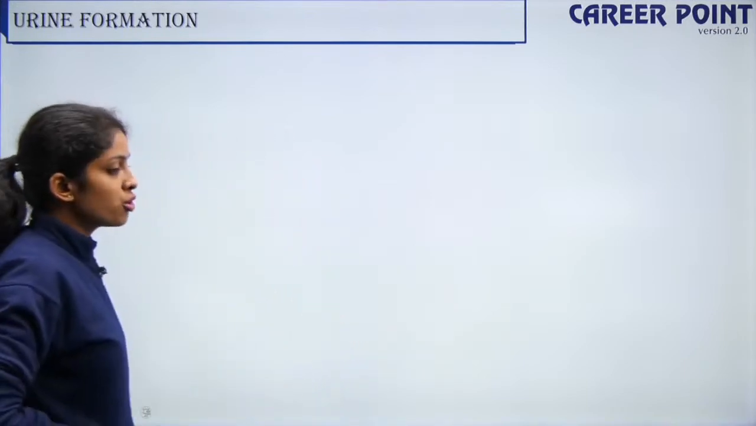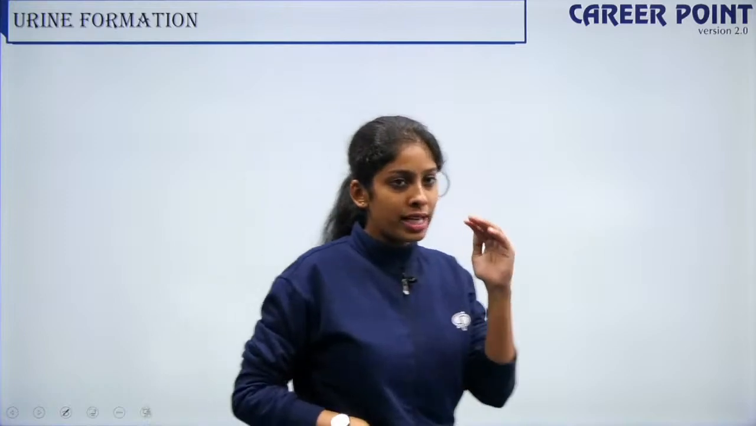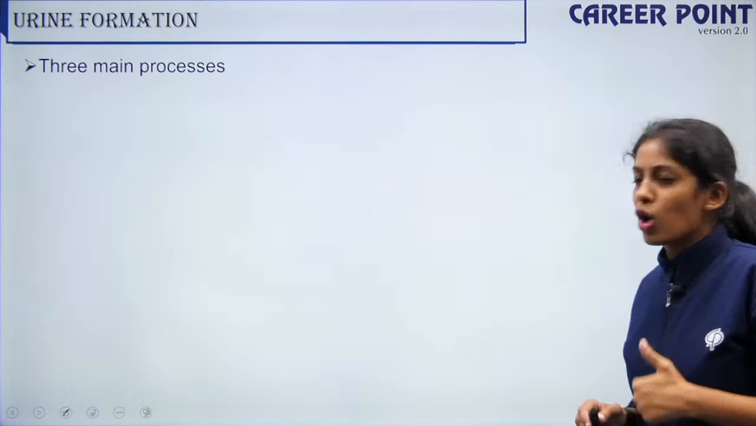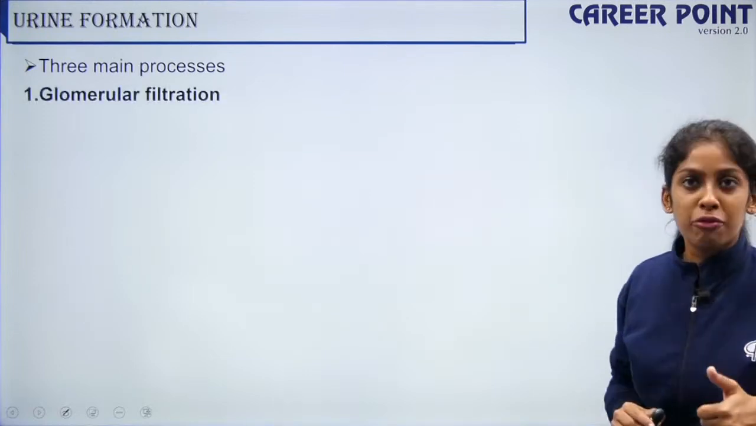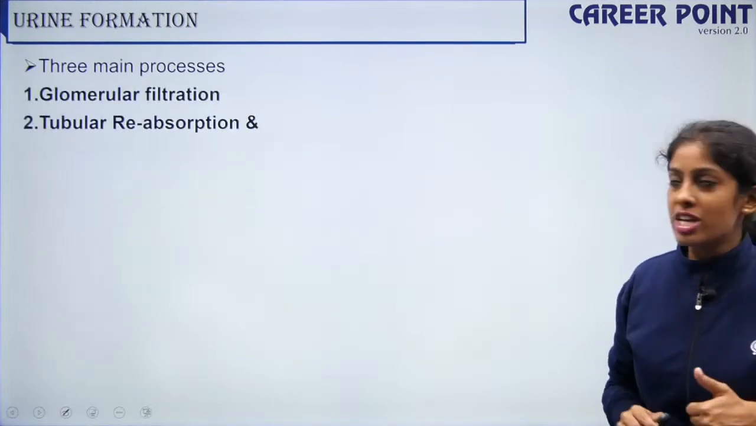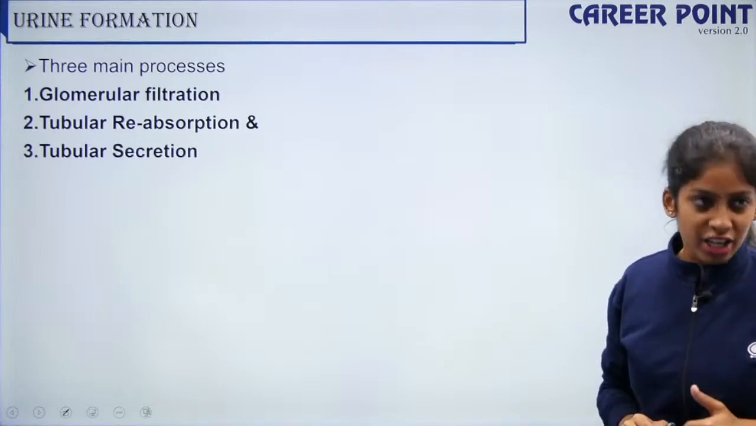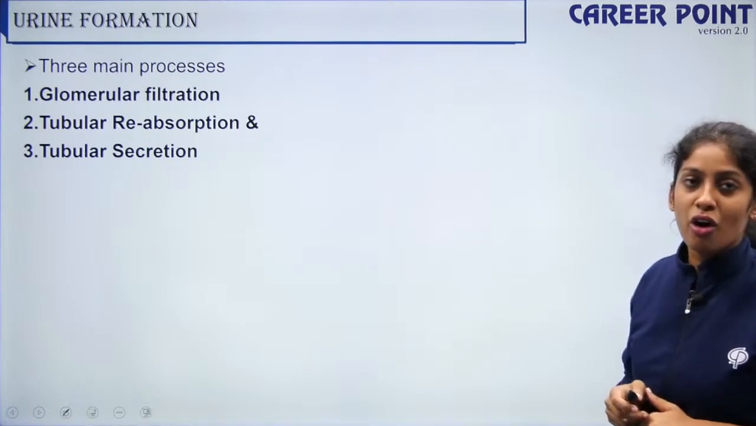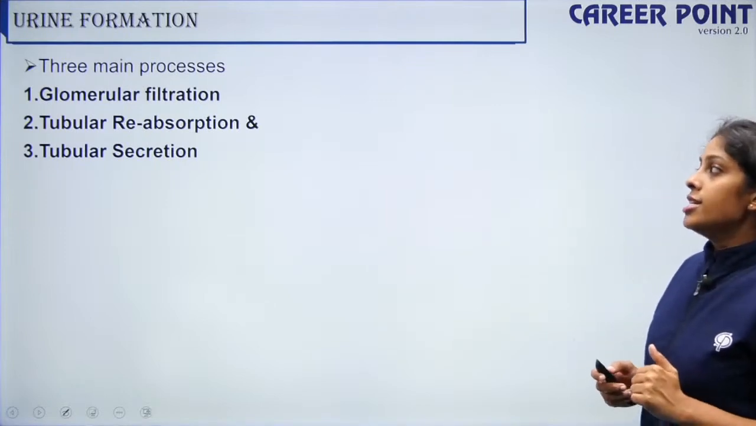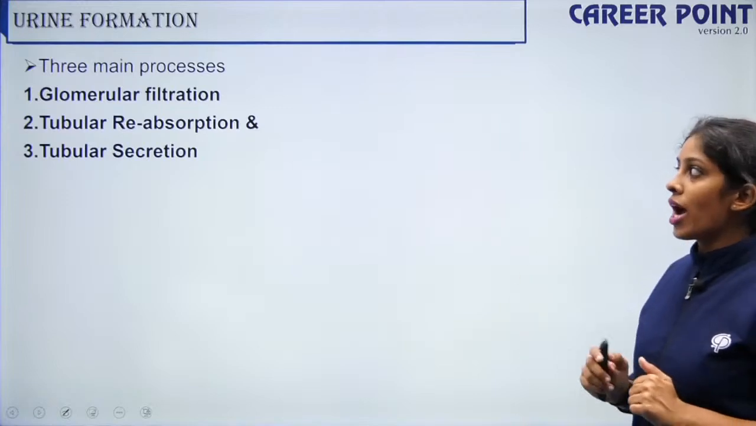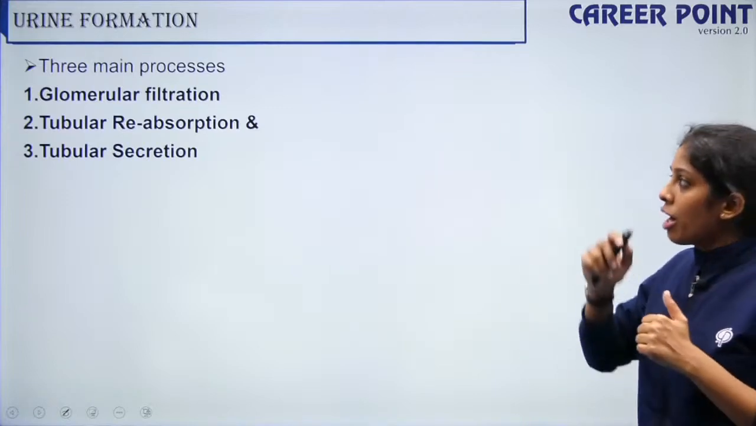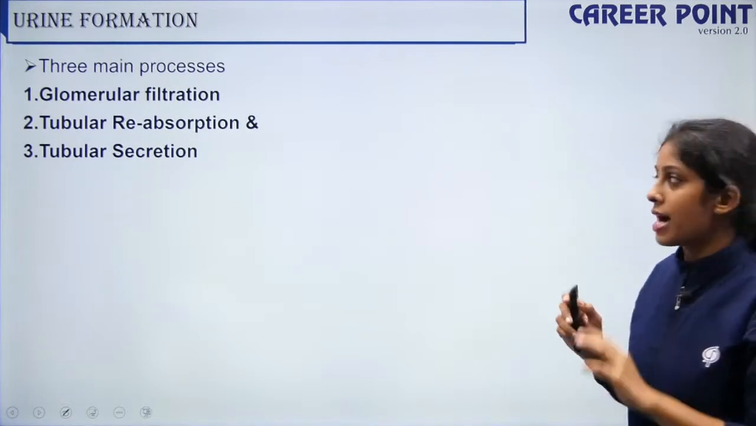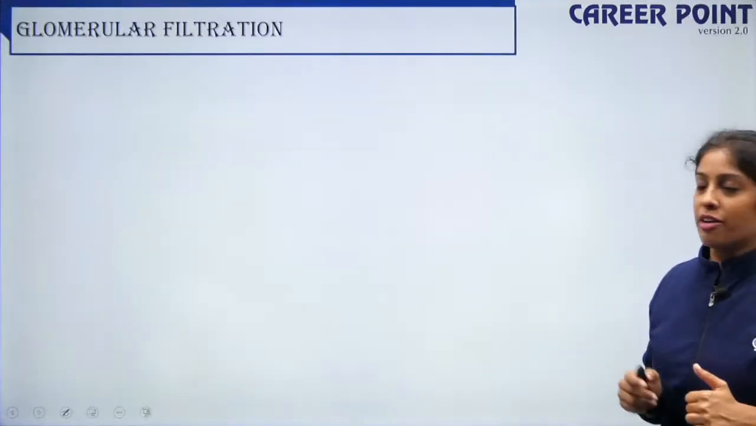Urine formation happens in three pretty easy steps. So what are those steps? The three main processes involved in urine formation include number 1, glomerular filtration, number 2, tubular reabsorption and number 3, tubular secretion. Right? These are the three main processes for the formation of urine. First let's talk about glomerular filtration. From the term, it is clear that the glomerulus is going to play a part.